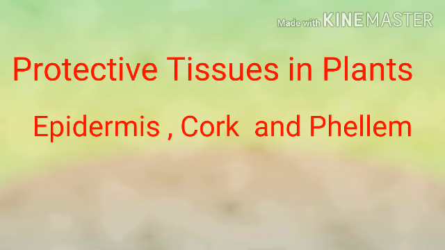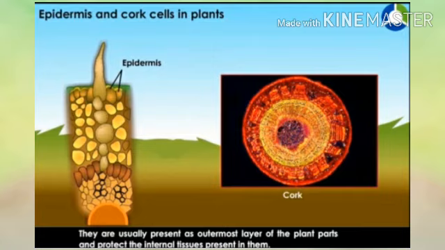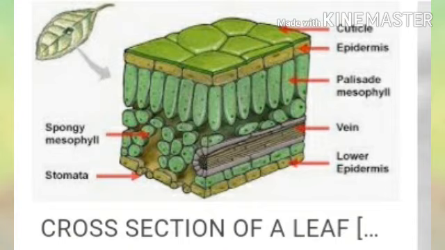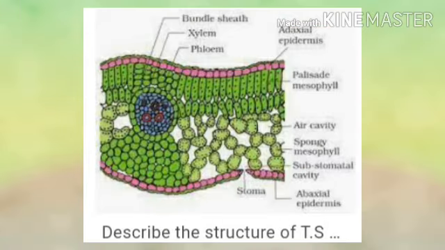Welcome to another video of bio, in which we are going to discuss the protective tissues like epidermis and cork. They are usually present as the outermost layer of the plant part and protect the internal tissues present in them. The epidermis is a single outermost specialized parenchyma living layer of cells covering the leaves, flowers, roots and the entire part of plants, thus forming a boundary between the plants and the environment.